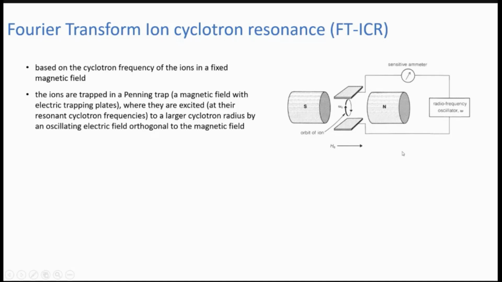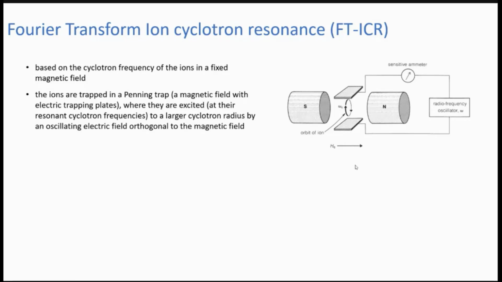There's this thing called a Penning trap, where you have a north and south magnet, and some plates that have a radio frequency applied. I'm not sure exactly what the electrical setup is. Anyway, you apply this, and your ions are going to make a cyclic path, which is the cyclotron frequency. And this is called a Penning trap.